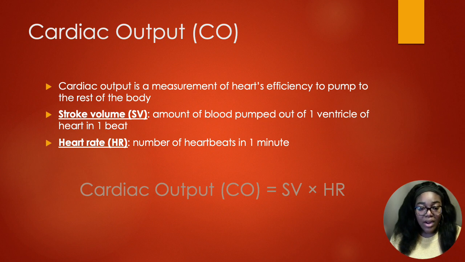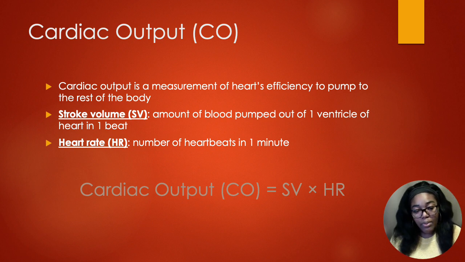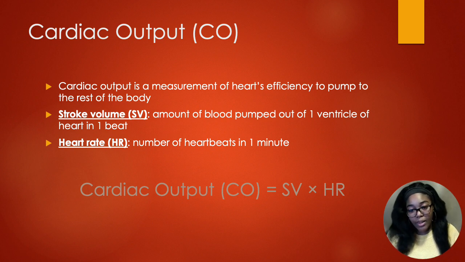So they have a direct relationship with cardiac output. If your heart rate increases, your cardiac output increases. If your stroke volume increases, your cardiac output increases. So the relationship of these values is represented in this formula listed on the slide. We have stroke volume times heart rate, and that'll give us what our cardiac output is.